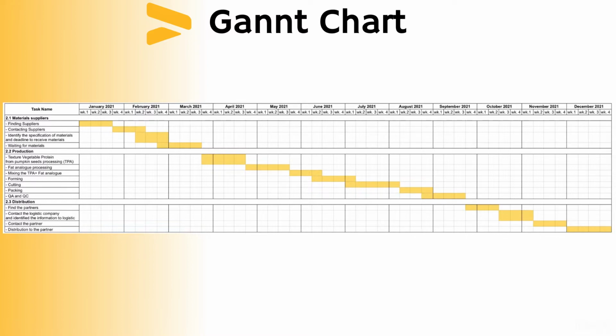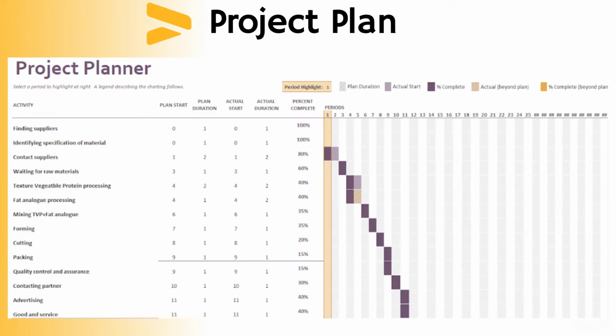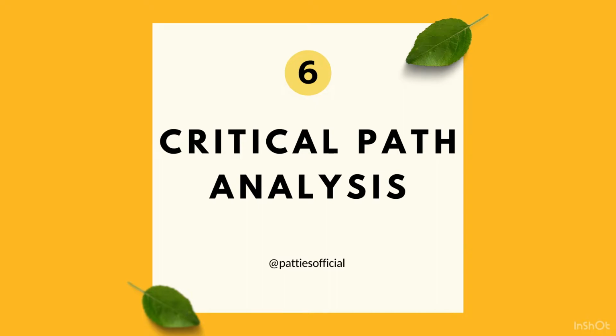The plan for our project takes around 1 year, or around 12 months. And this is our project planner. Almost all of our activities are on plan, except some activities such as contacting partner, which is 1 month late, maybe due to the lack of raw material from the supplier. And in the processing step, which are texture vegetable protein and fat analog processing, there are some problems with the lack of raw material. Next to the critical part.